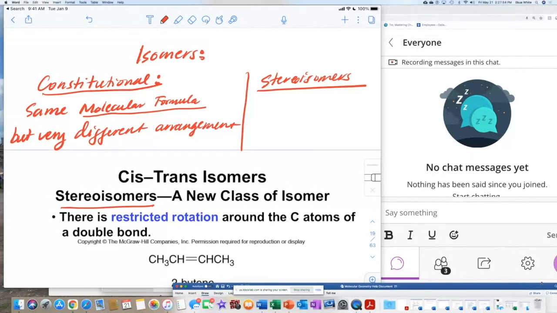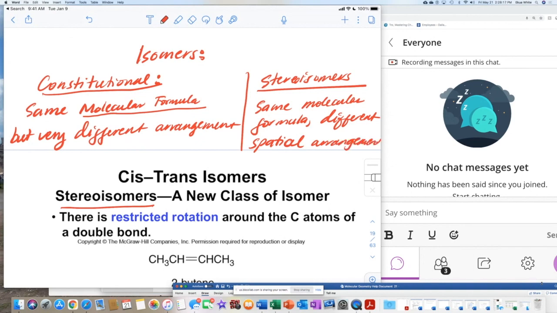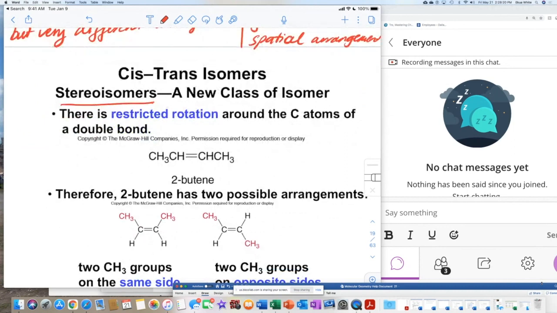Stereoisomers are different in their spatial arrangement. So the difference here, of course, they have the same molecular formula, but different spatial arrangements. What I mean by that here, the difference in the spatial arrangement is brought about by that double bond. Okay, so we tend to see cis and trans isomers with double bond molecules, not triple bonds. We only see it with double bonds only.